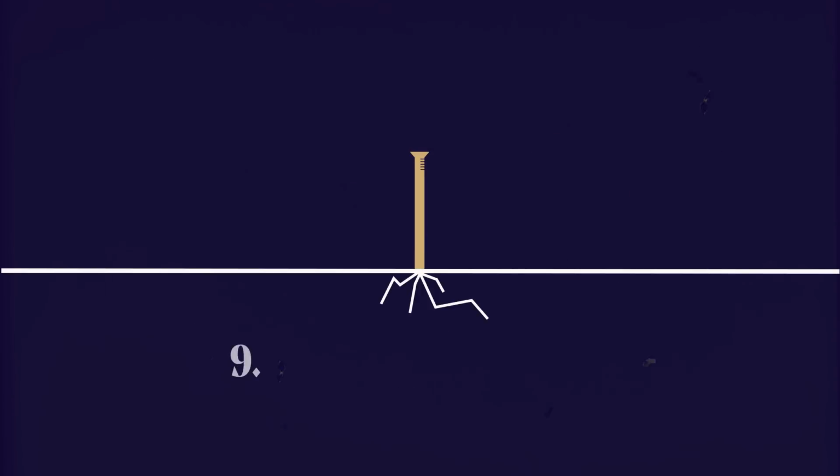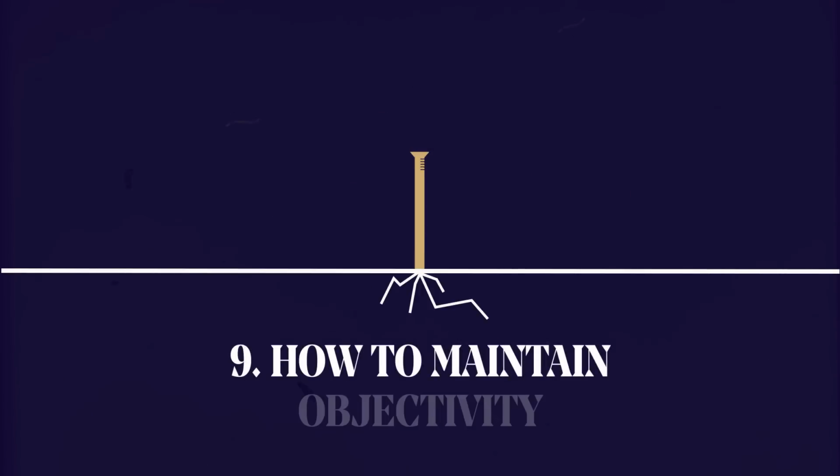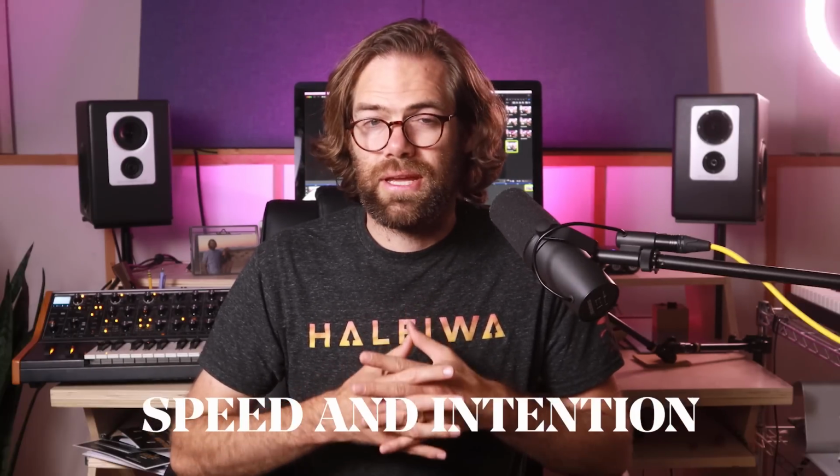Nail number 9, understand how to maintain objectivity. This is fairly straightforward but powerful if adopted as soon as possible. There are 3 ways that I want to discuss to maintain objectivity. The first is speed and intention.